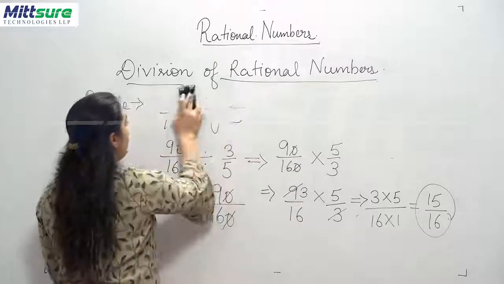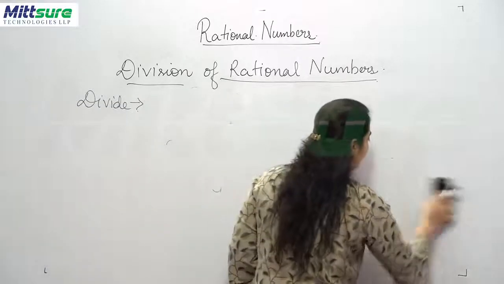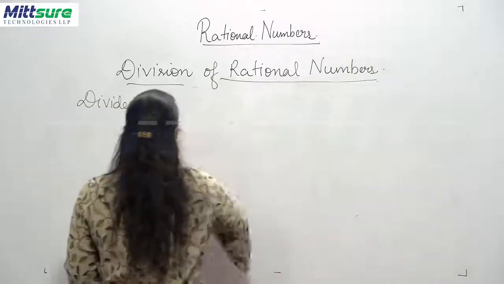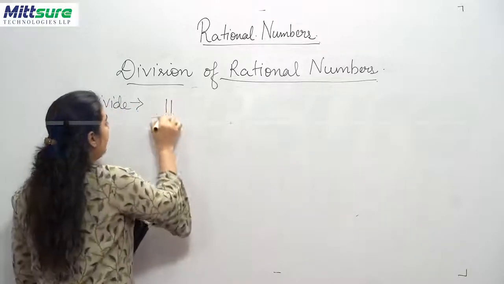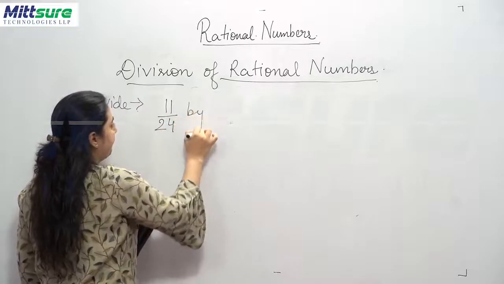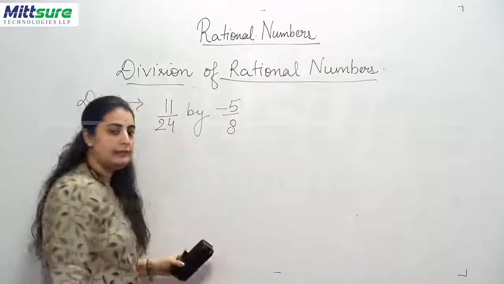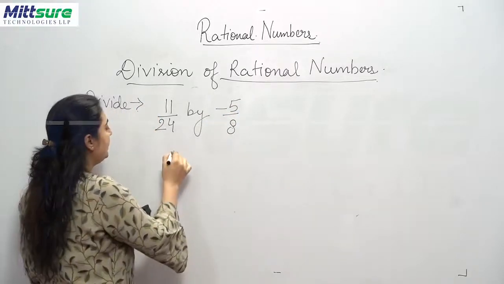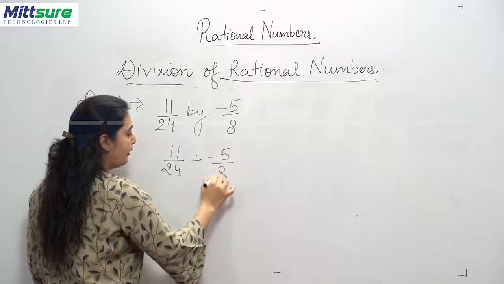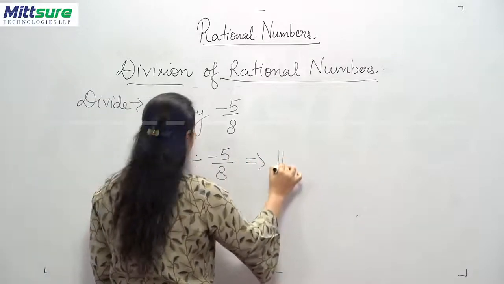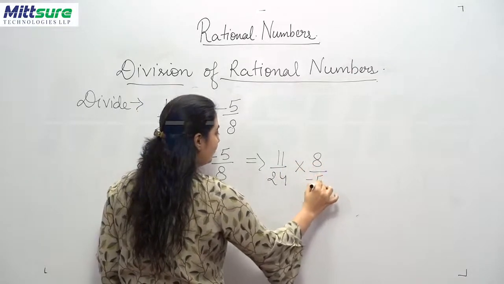Let us take one more example to be more clear about the concept of division of rational numbers. So my next question is 11 upon 24 divided by minus 5 upon 8. Clear? Again we will come to the same stage. 11 upon 24 divided by minus 5 upon 8 will give you 11 upon 24 multiplied by 8 upon minus 5.